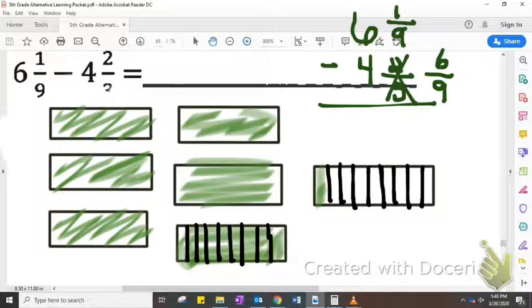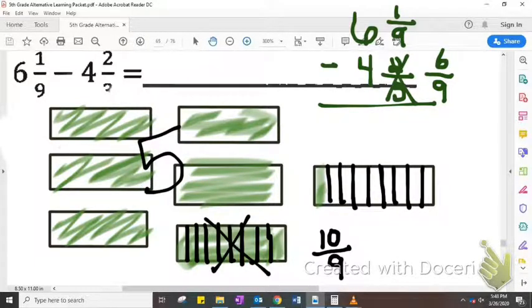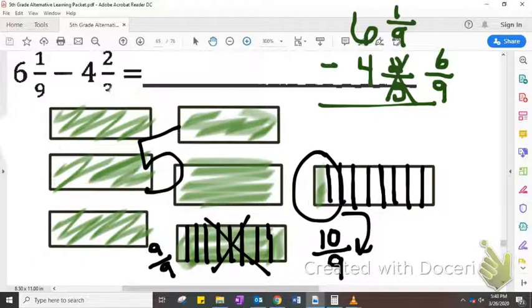That changes the way the number is written, but it doesn't change the value. Now I have 5 wholes, and I actually have 10 ninths. So I took one of these wholes, and I replaced it with 9 ninths, and then 9 ninths plus the 1/9 makes 10 ninths. I'm just showing you what I'm about to do with the picture so it kind of makes sense.